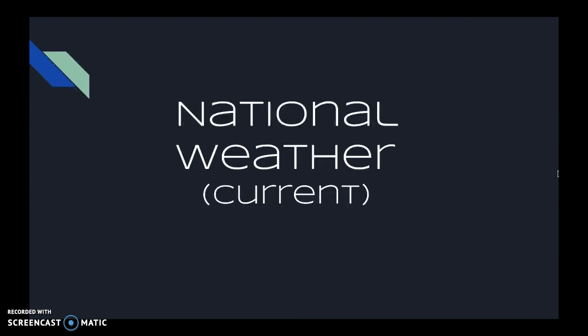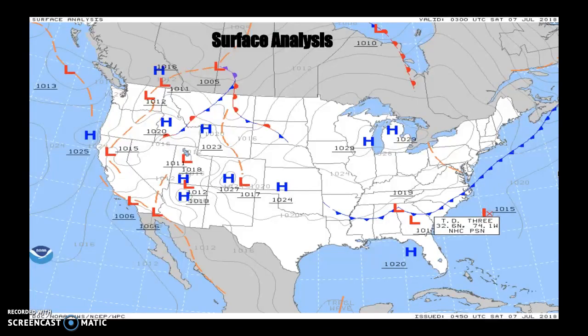National weather. What's going on right now? Here's the current surface analysis chart. Starting in the bottom right corner near Florida, you'll see a high pressure system with the two lows sitting above that. Extending to the northeast and westward is a cold front. Both are moving south.